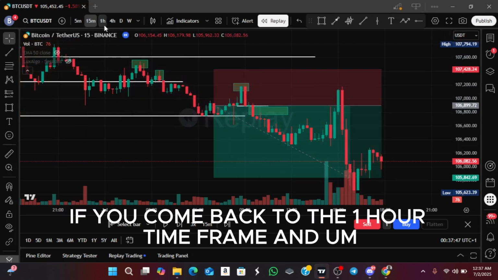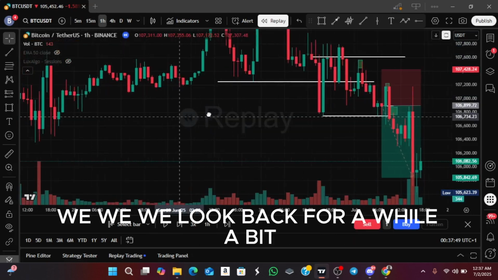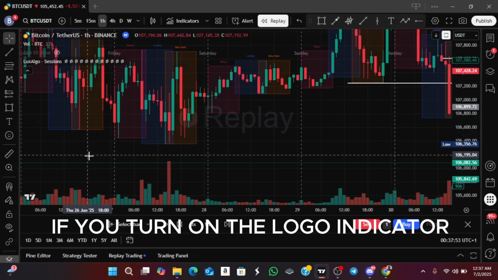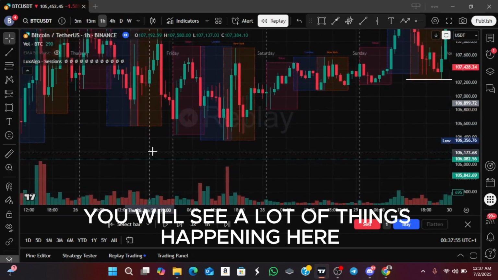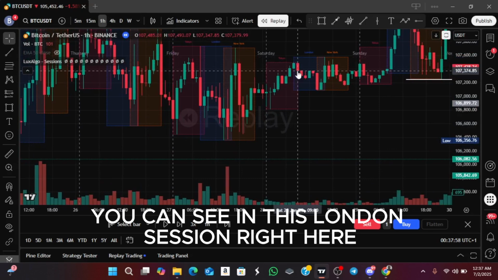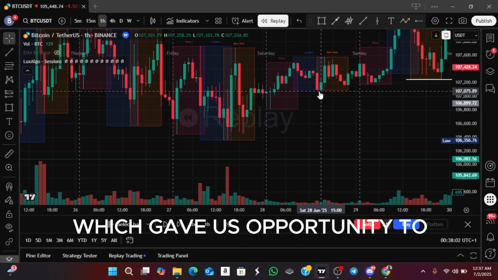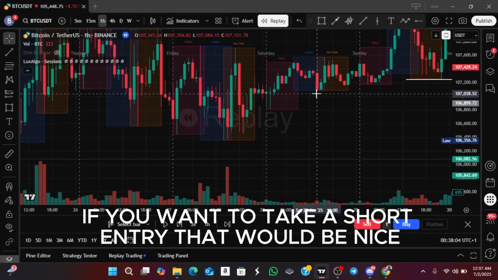If you come back to the 1 hour time frame, and we look back for a bit, if you turn on the indicator, you will see a lot of things happening here. You can see in this London session right here, this bearish engulfing candle again, which gave us an opportunity, if you want to take a short entry, that would be nice.